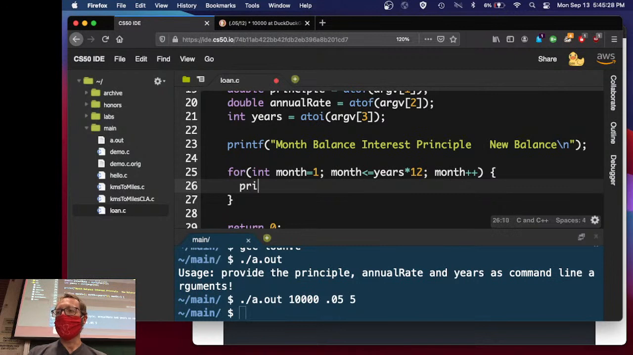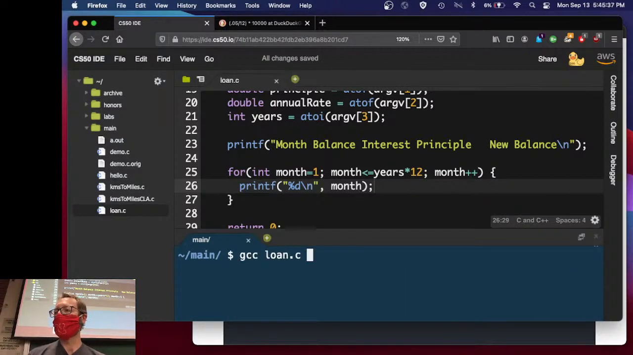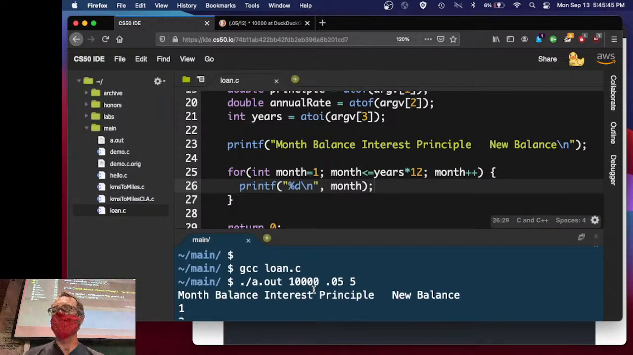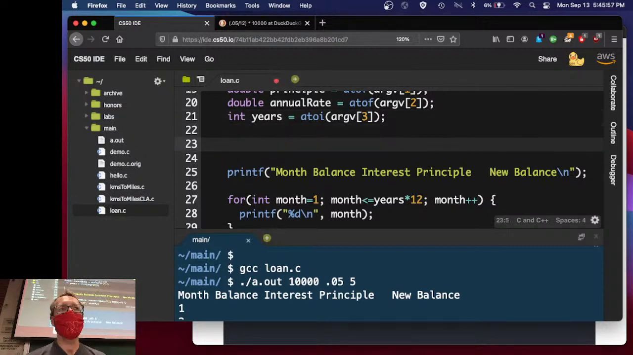We're going to want to print that out, of course, printf, %d, and the line, months, or month in this case. And let's see if this works so far, right? Iterative testing here. Looks like it worked in that it printed out all the months starting from 1 up to 60. All right, good. All right, what next? Put the cart before the horse here a little bit. What do I need to compute?